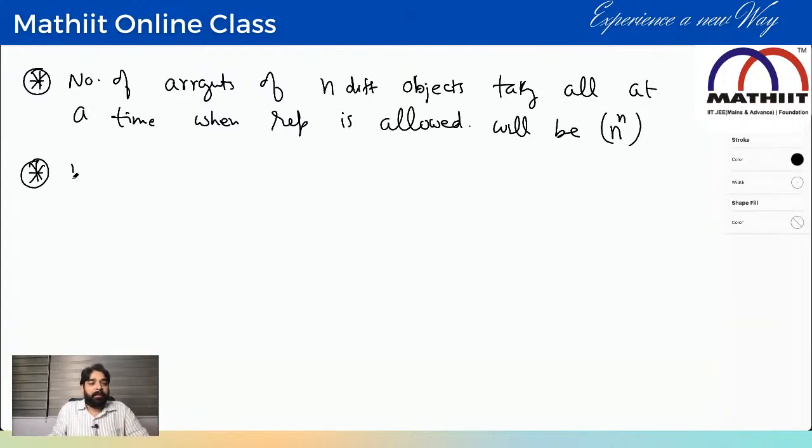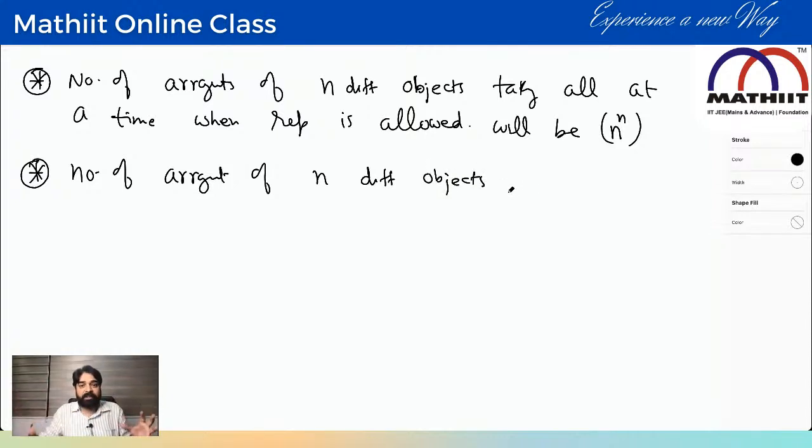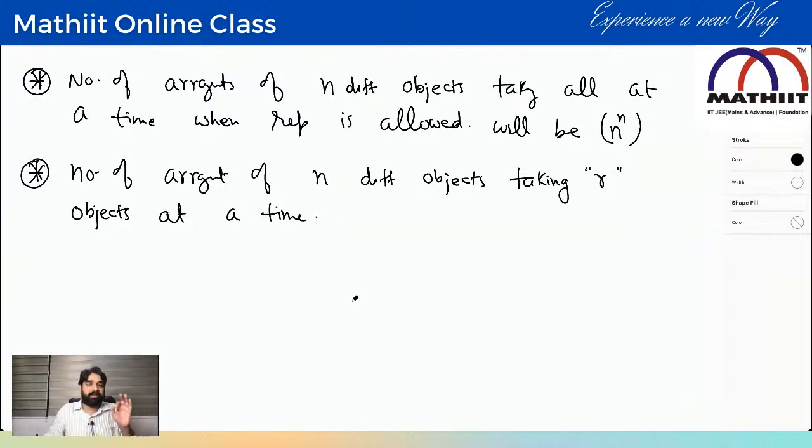Next point. Number of arrangements of n different objects, taking r objects at a time. My writing is very poor, so please excuse that. Understand the difference. Nothing has to be learned, just understand the meaning. Now we have to arrange n different objects, but we are taking r objects at a time. We are assuming that r is less than or equal to n.